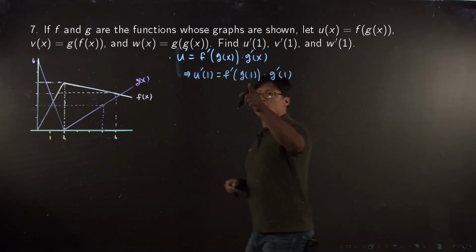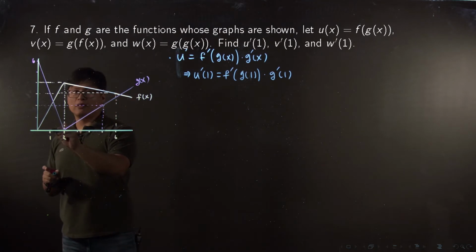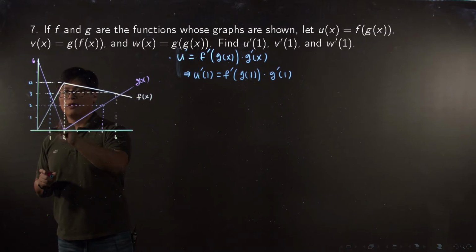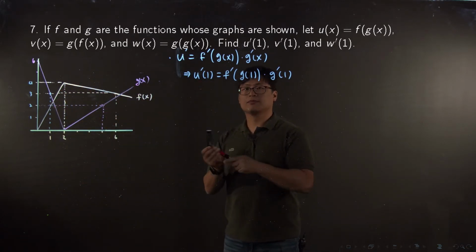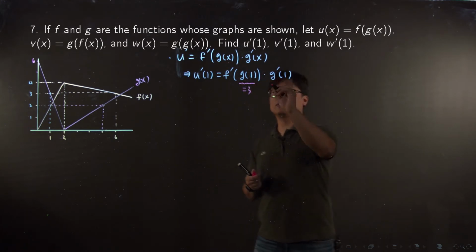Here we go. What is g of 1? g of 1 is just a function value. 1 is here, and on the g function, the pink one, it is 1, 2, 3, which is 3, right? So g of 1 is 3, right? Then what about this one?